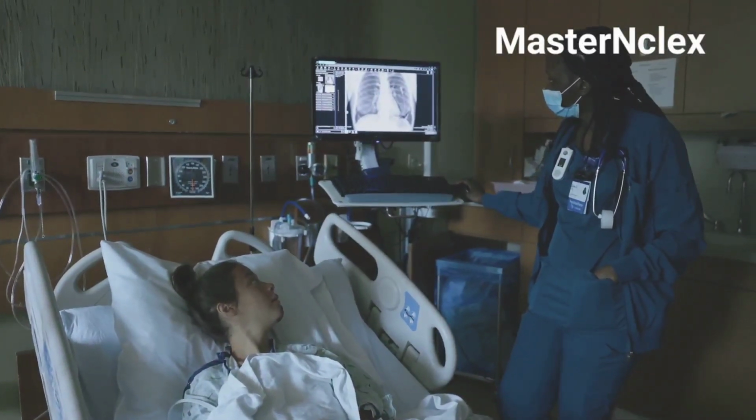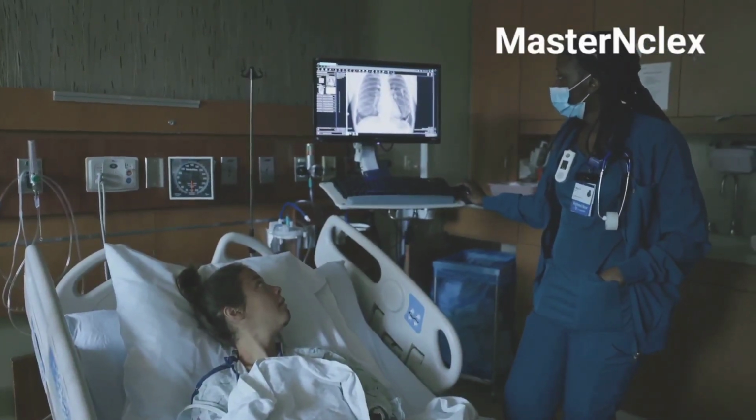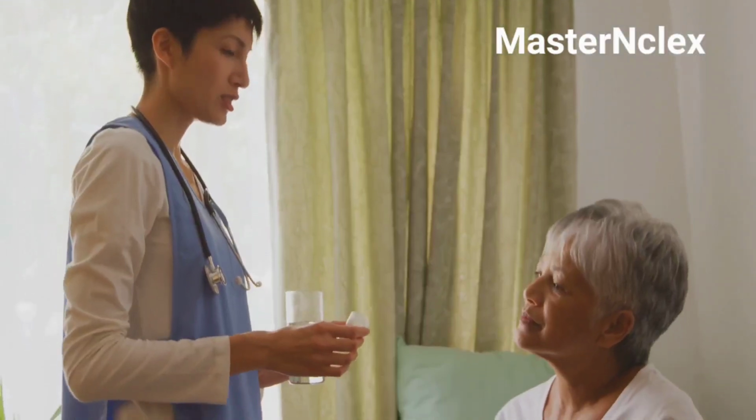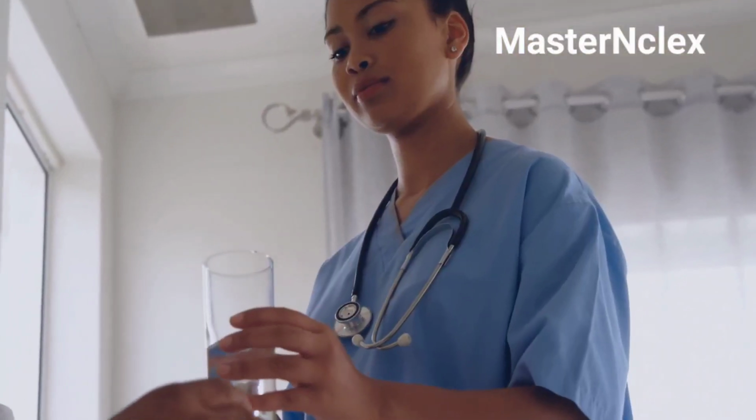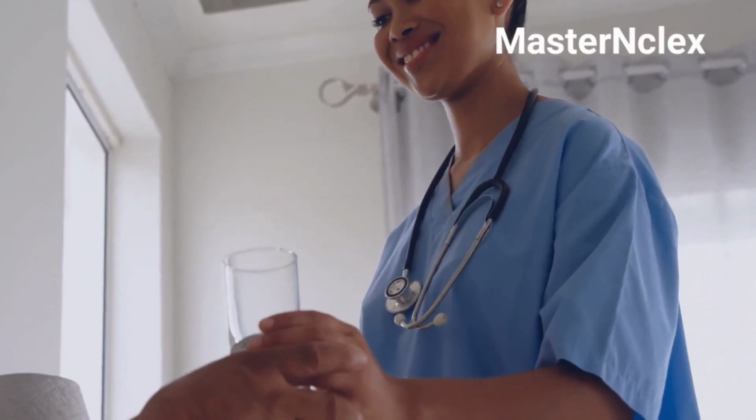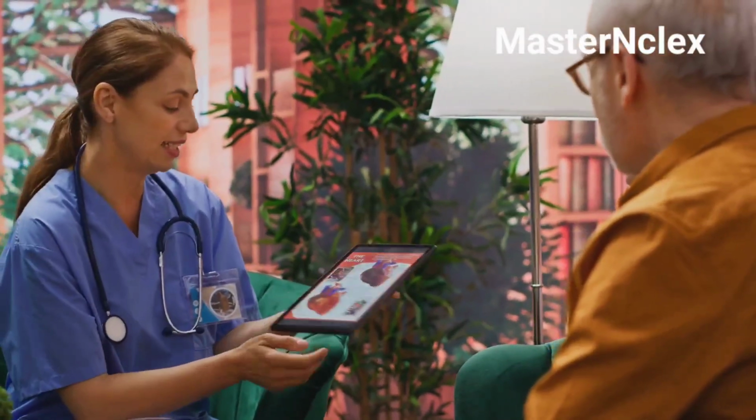A patient who is receiving opioids for pain management reports constipation. Which intervention should the nurse implement first? A. Administer a stool softener. B. Encourage increased fluid intake. C. Assess bowel sounds. D. Educate the patient on dietary fiber.